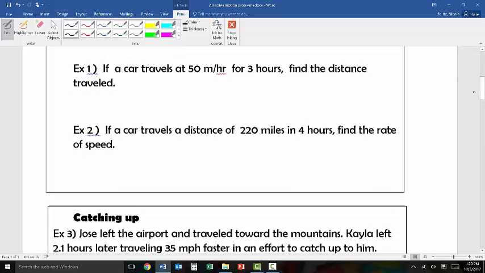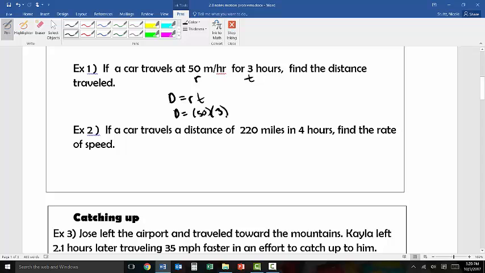So the first 2 examples are the easiest. Those are where you're talking about one object and you're finding a part of the distance formula. So a car is traveling at this rate for 3 hours, so that's your time. And then you're supposed to find the distance. Distance is rate times time. You're going to put 50 in for the rate, and 3 in for the time, for a total of 150 miles.